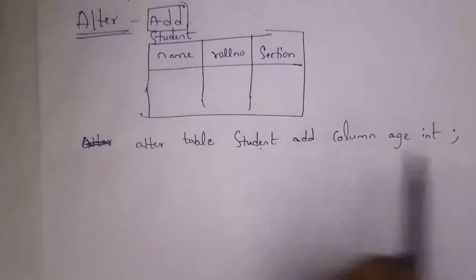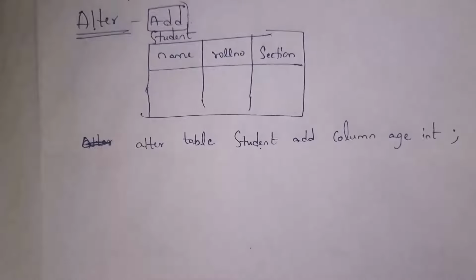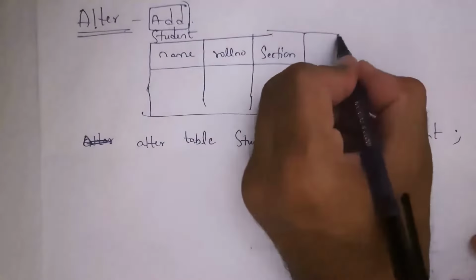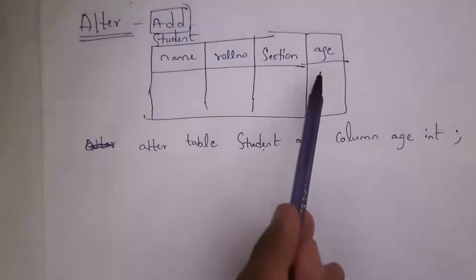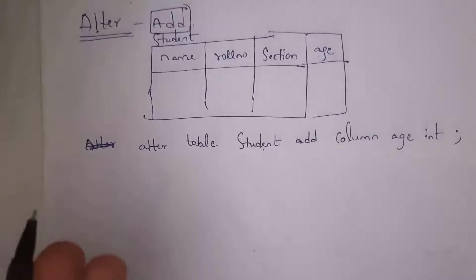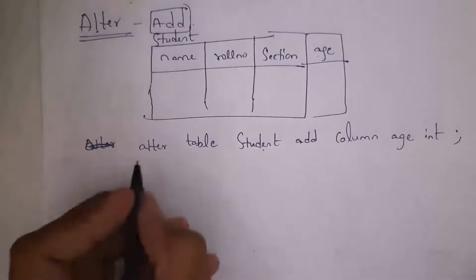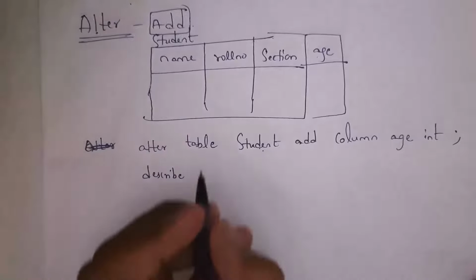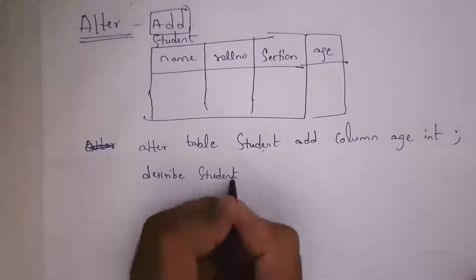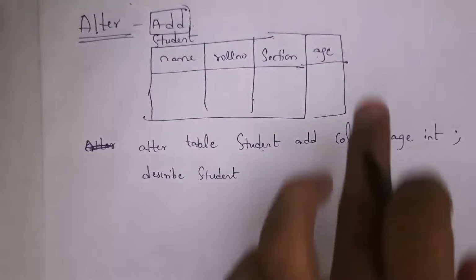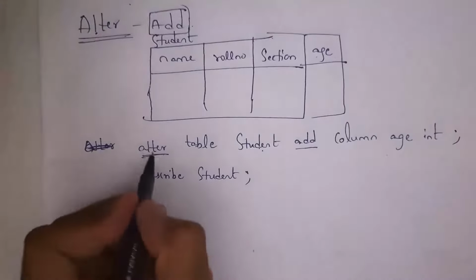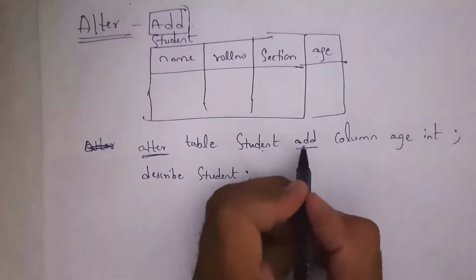Whenever you write this code and click enter, it will add one new column. That column name is age, added to this student table, and this age column data type is int. I want to check whether the column is created or not. So just write here describe and my table name is student. Whenever you write describe student, it will display this output. You can see the new column with the name age. By using alter add, you can add a new column.